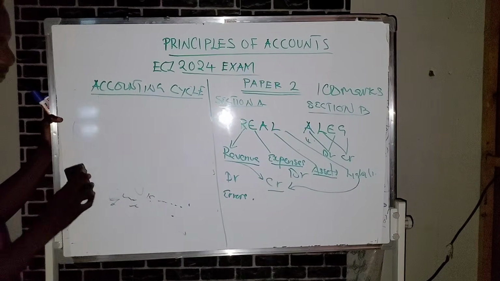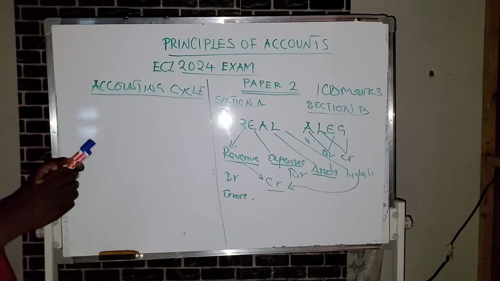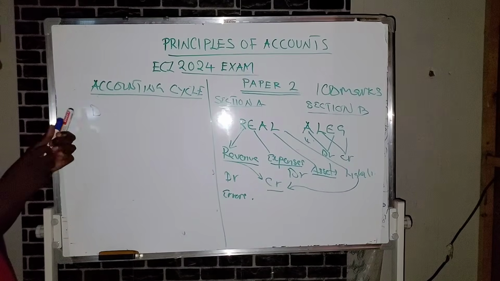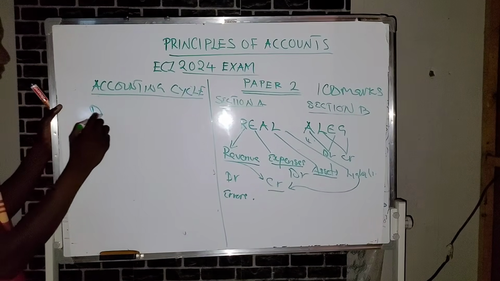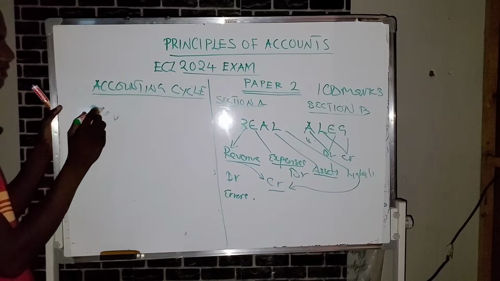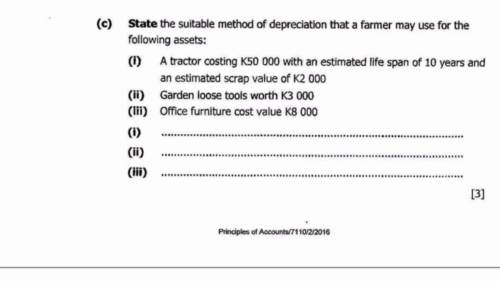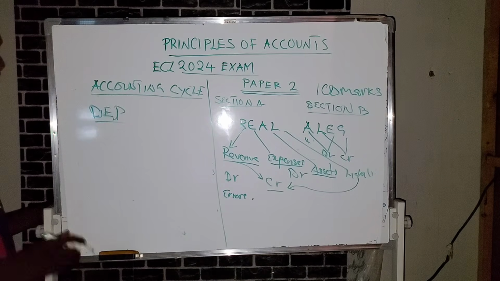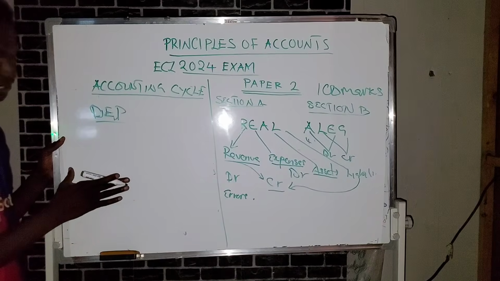Another important piece of information, my good friends, is depreciation of fixed assets. Let me just write DEP, depreciation of fixed assets. All right? You need to know the different methods of calculating depreciation. Depreciation is the loss in value of that fixed asset over time. You have different methods, the reducing balance method and the straight line method. So you need to know how to calculate that.